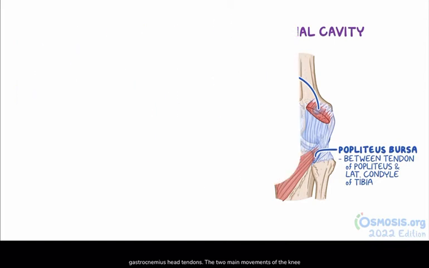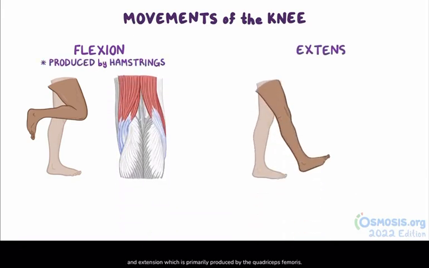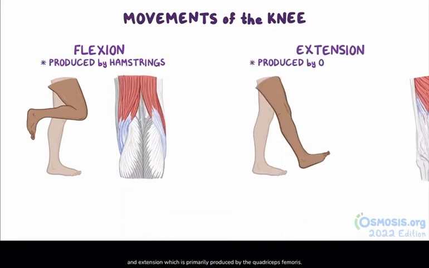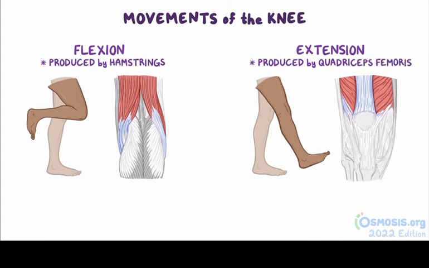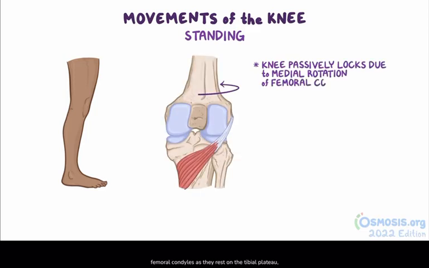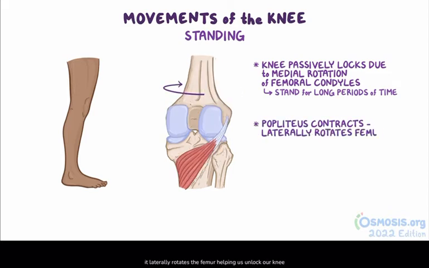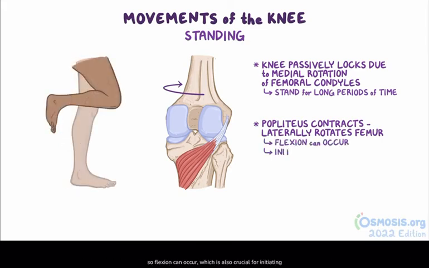The two main movements of the knee joint are flexion, primarily produced by the hamstrings, and extension, which is primarily produced by the quadriceps femoris. When standing with feet fixed on the ground, the knee passively locks due to medial rotation of the femoral condyles as they rest on the tibial plateau, allowing us to stand for long periods without fatiguing our quadriceps. When the popliteus muscle contracts, it laterally rotates the femur, helping us unlock our knee so flexion can occur, which is also crucial for initiating our gait.